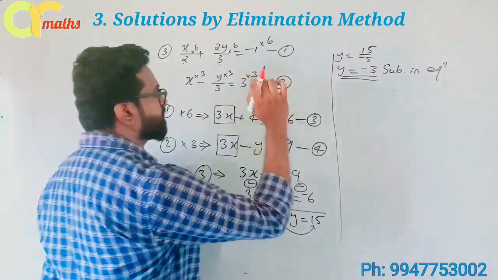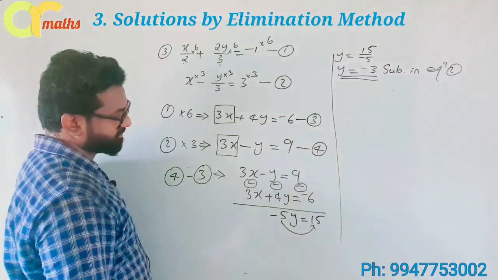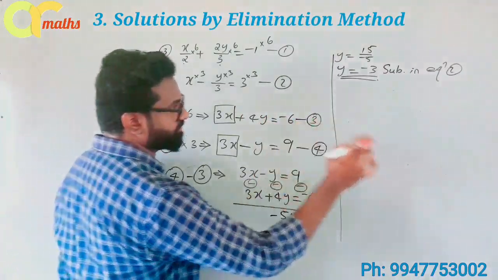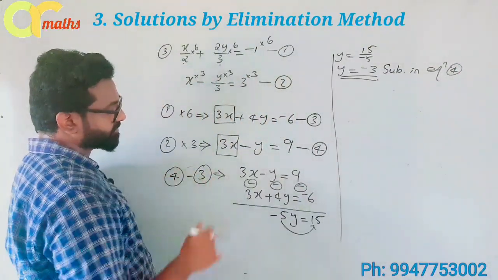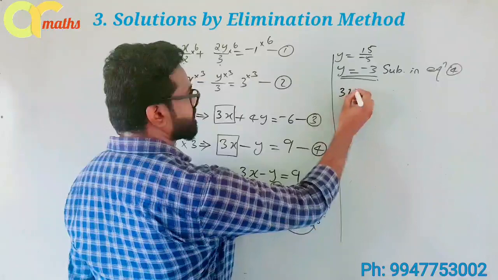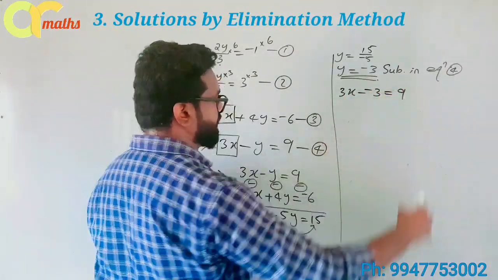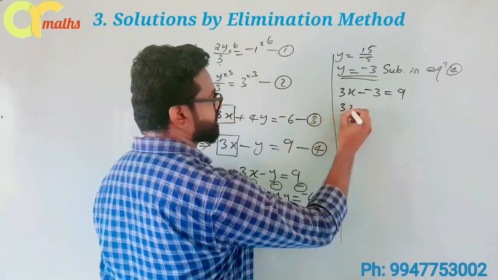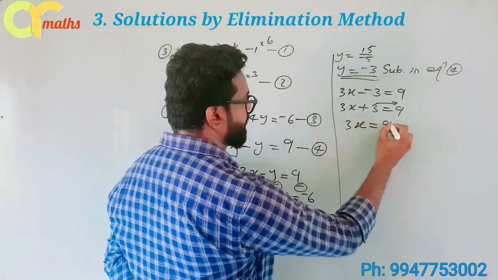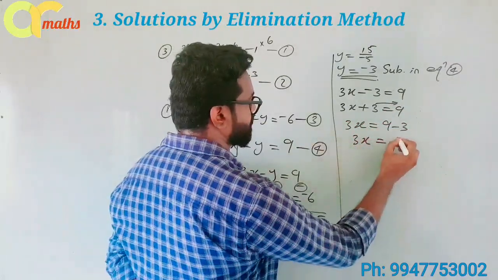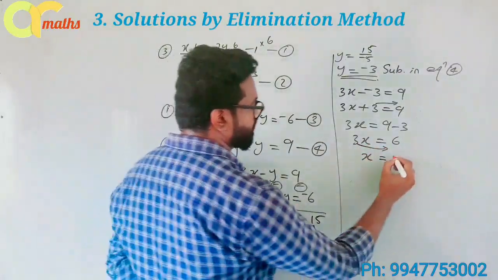I am substituting the second equation, or you can substitute in third or fourth. I think it is better to substitute in the fourth equation. So, fourth equation: 3x minus y, that is minus 3, is equal to 9. So, 3x plus 3 equal to 9, then 3x equal to 9 minus 3, 3x equal to 6, then x equal to 6 divided by 3, that is 2.